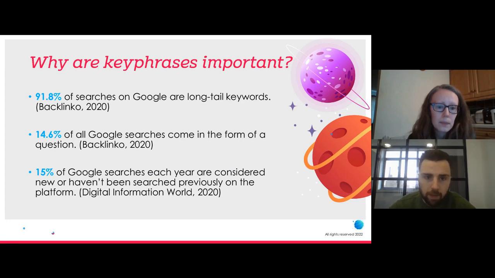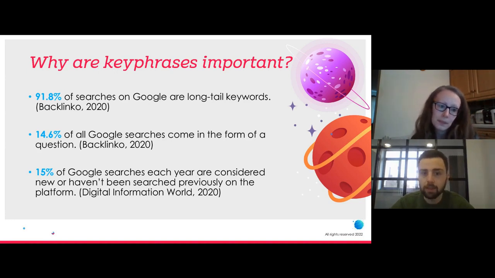So nearly 92% of searches on Google are long tail keywords. Long tail keywords are search terms where people know what they want. So it might be, I want a sofa in red with this pattern on it. The person's looking for that exact sofa, for example. And 92% means pretty much the majority of searches are those types of keywords.